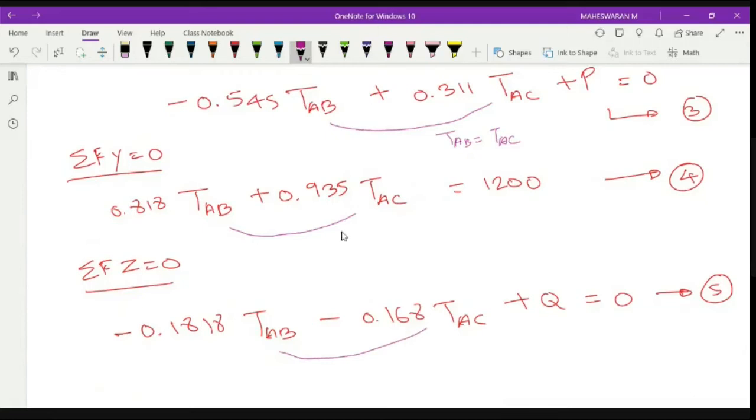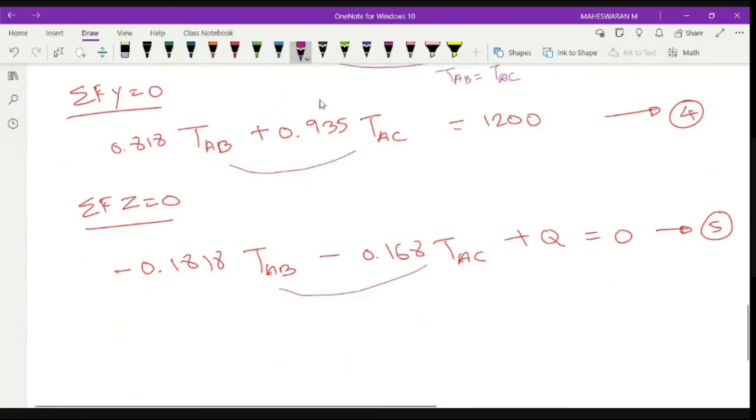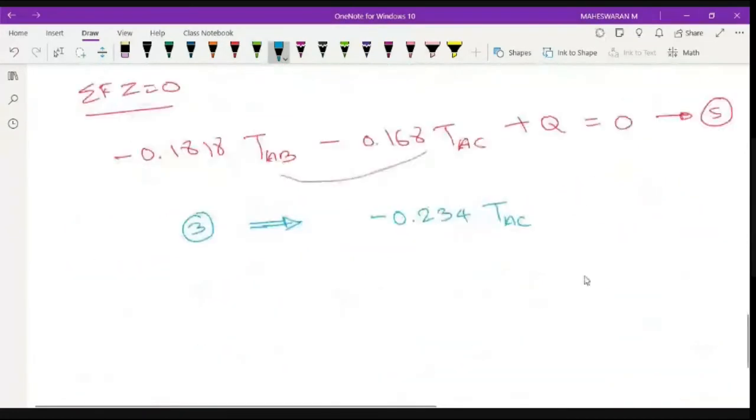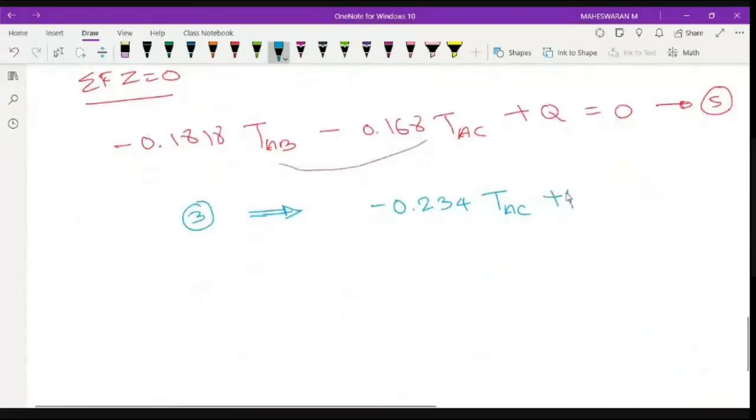So what will you get now? What do you get from the third equation? So minus 0.234 TAC. Let me call it TAC, right? Plus P is equal to 0. This is my equation. Or I can write it as P is equal to 0.234 TAC. This is one part.